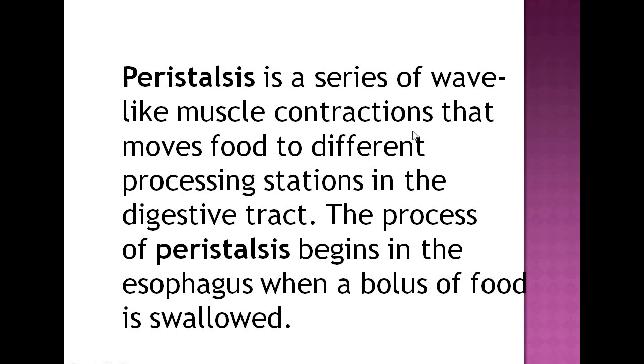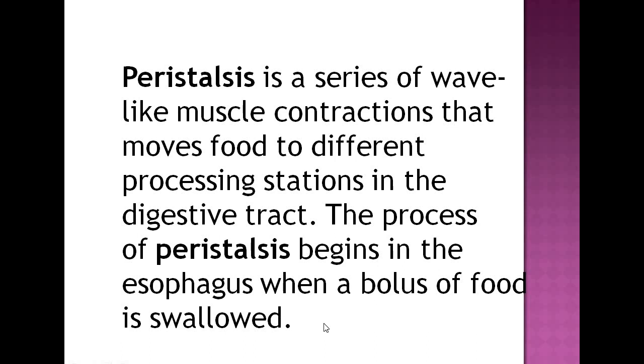Then how does the food travel from the pharynx to the stomach through the esophagus? A special movement occurs in the esophagus, and such movement is known as peristalsis. Peristalsis is a series of wave-like muscle contraction and relaxation which moves the food to the different processing stations in the digestive tract. So this peristalsis is not only taking place in the esophagus, it also takes place in other parts of the gut like the small intestine and the large intestine.